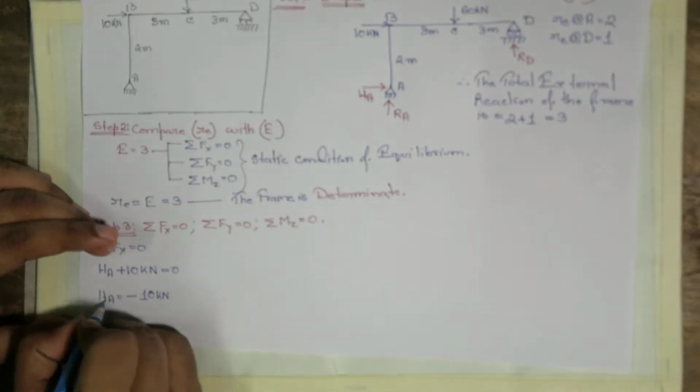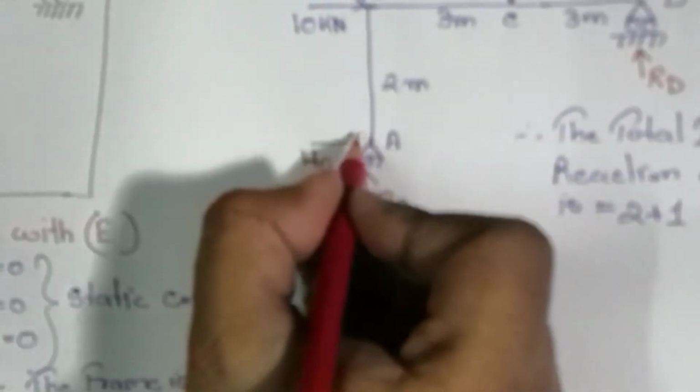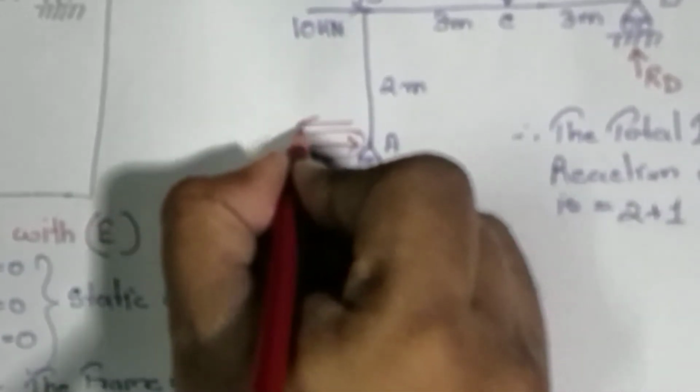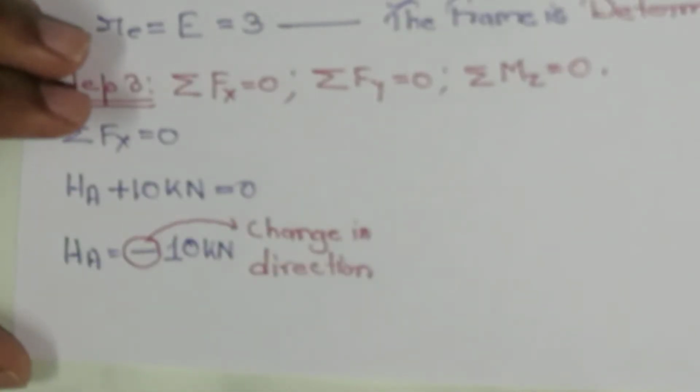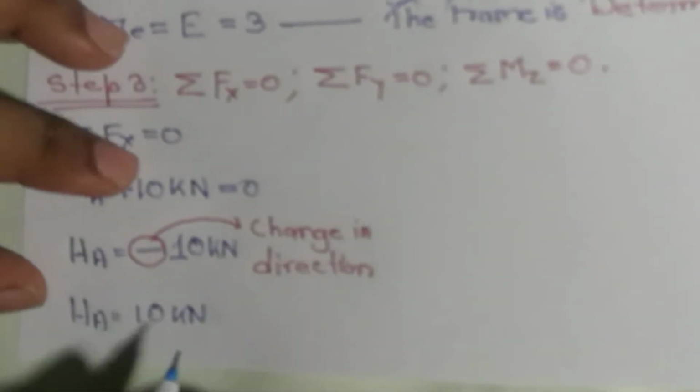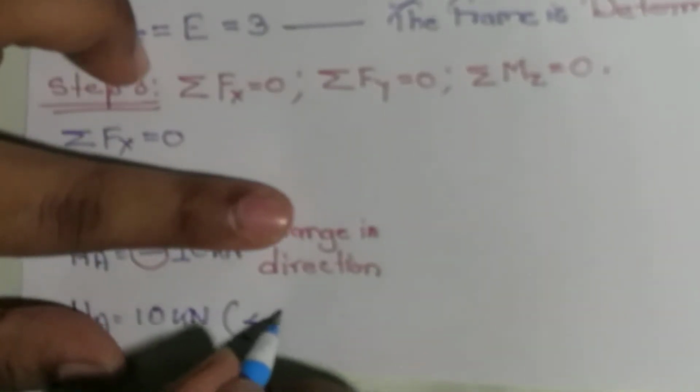Okay, now please look at this very carefully. What does the minus sign indicate? It indicates change in direction. This means that we have considered that HA is along the positive x-axis, but that is not the case. From solution we get that it is in the opposite direction, which is along the negative x-axis. So we are going to write it as HA 10 kilonewton. We are going to give the direction like this.